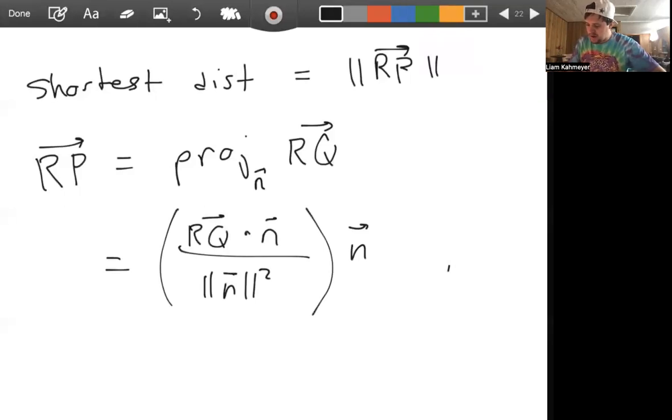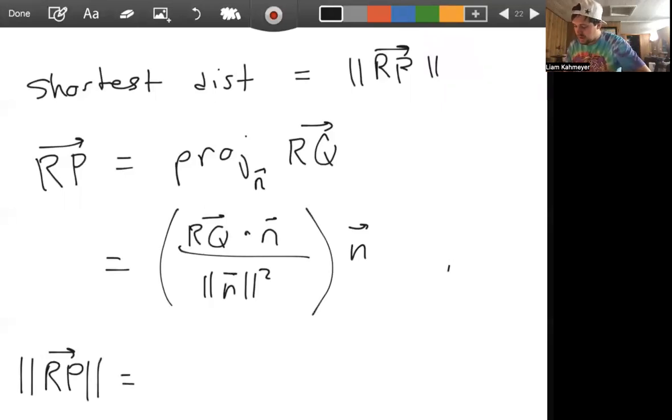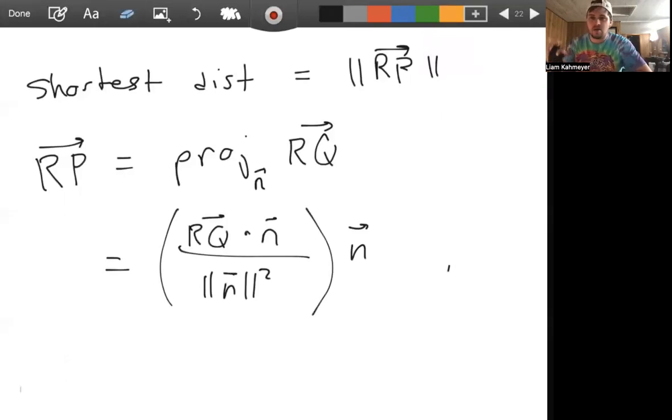And let's understand what the magnitude of RP would be, right? Well, let's not go into that. You would want to calculate the vector first, right? You would want to calculate this projection vector first. You'll get some vector that's a scalar multiple of your normal vector. And then that result, you take the magnitude, that's the shortest distance.